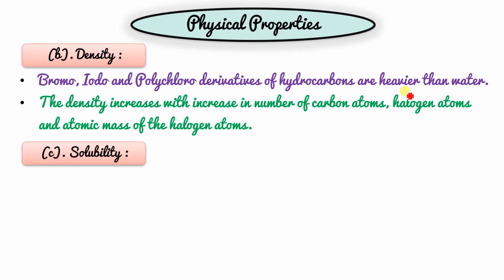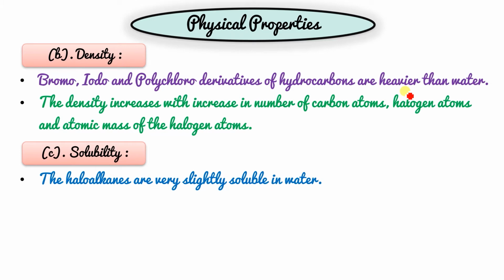Solubility: although haloalkanes are polar, they are not completely soluble in water because they don't have the tendency to form hydrogen bonds. The haloalkanes are very slightly soluble in water. So a question can be asked that although haloalkanes are polar in nature, they are not soluble in a polar solvent like water. The reason is that they are unable to make hydrogen bonds, because a hydrogen bond is formed only between the hydrogen of one molecule and F, O, N, not other halogens. Got it?